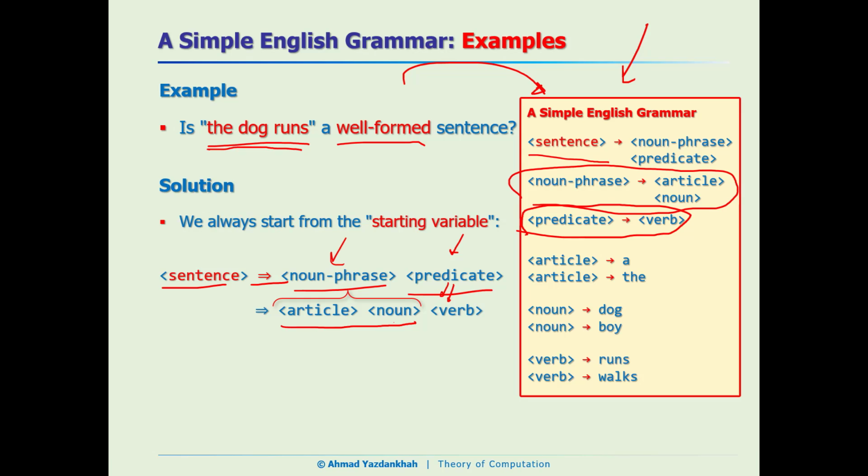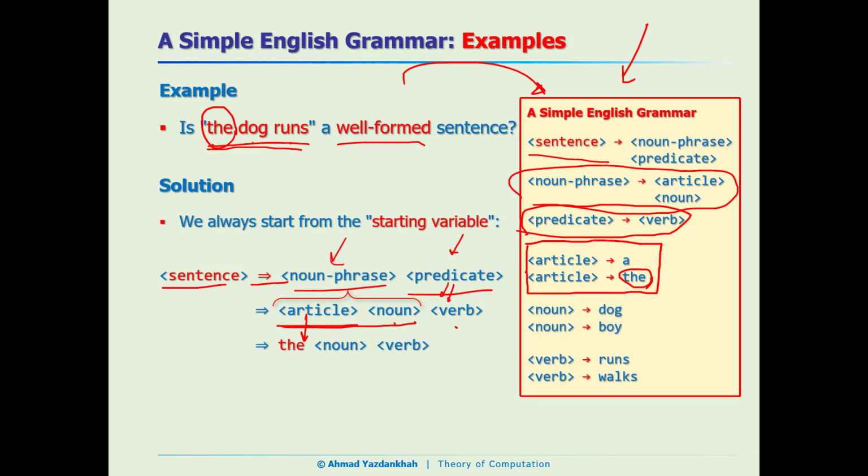So now we have article, noun, and verb. All right, what is the sentence? The dog runs. So first we need to focus on "the". Can we replace this article, or can we derive this article with "the"? Yeah, we need to look for the articles on the left hand side and see whether we have a "the" or not. Yeah, we see here we have a "the". So article can be derived to "the".